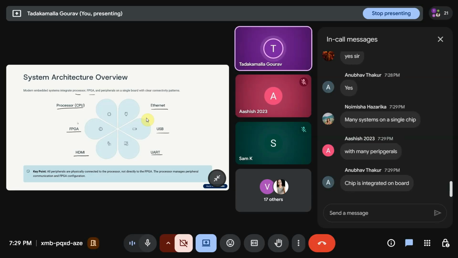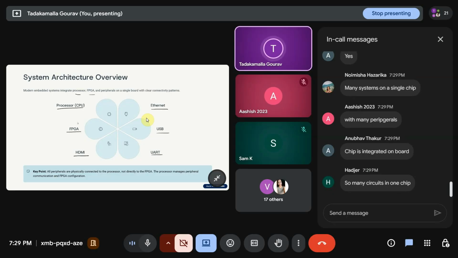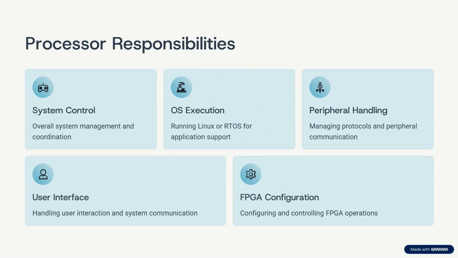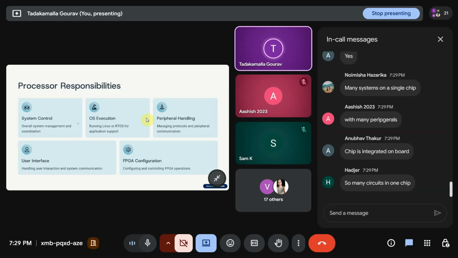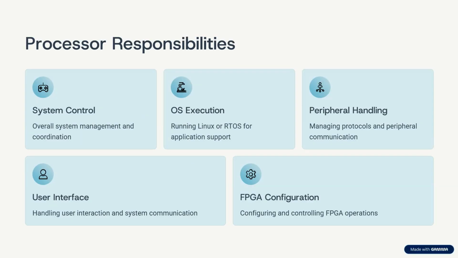Yeah, basically you are implementing a CPU on a single chip, right? Exactly. Yes. Now, the question comes, like we have discussed it: what is the responsibility of your processor? It is going to control the overall system, your peripherals, everything, and it is also going to execute the operating system. If you want to run your Linux or RTOS or any other application, you definitely need a processor.